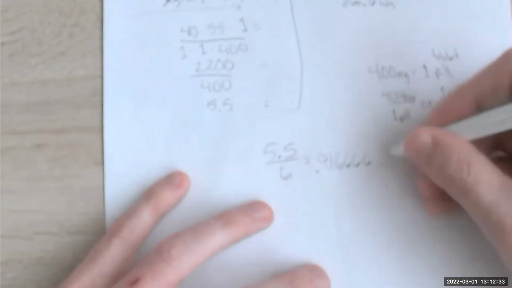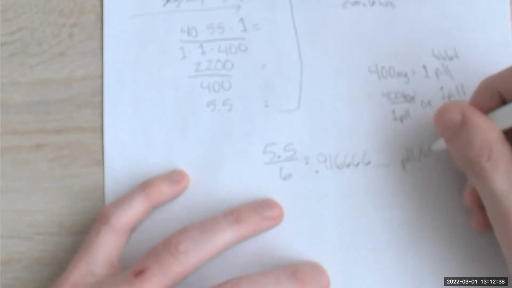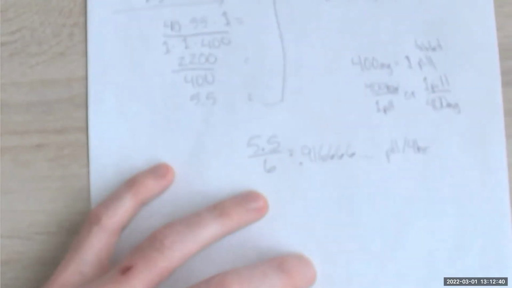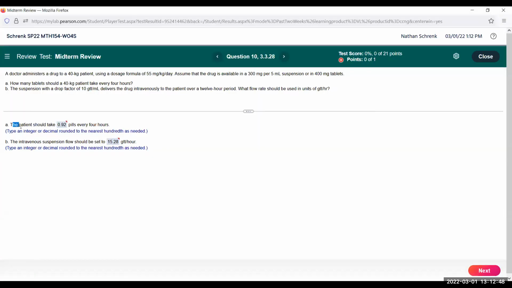All righty. That was my pills per 4 hours. I'm going to flip back here to share the screen. Look back at what we had here. A patient who's 40 kilograms should be taking 0.92 pills per 4 hours. Questions?